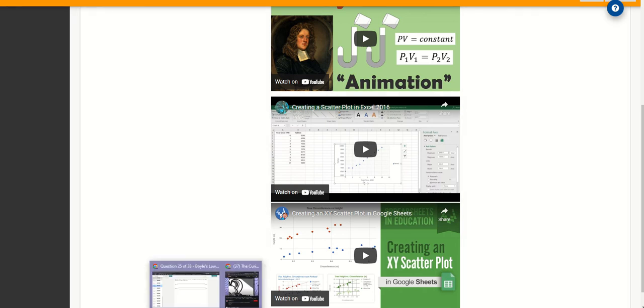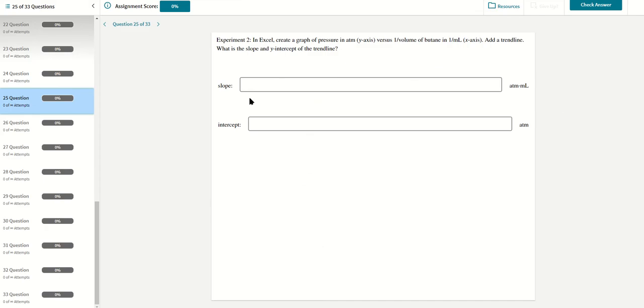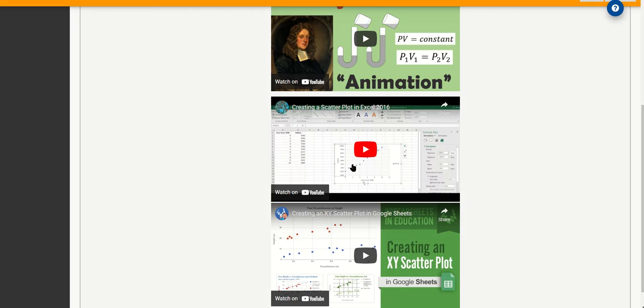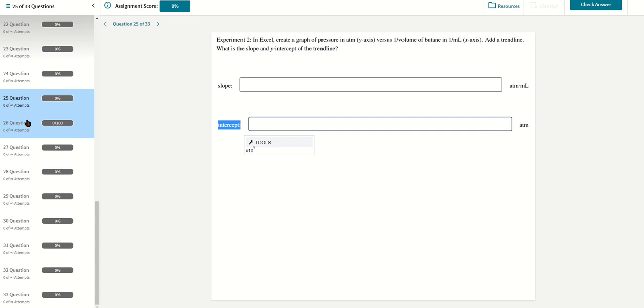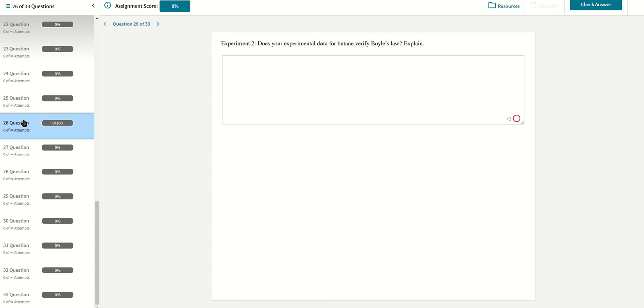And from that, you can extract some information. So basically here, what this tells you is you are going to extract some information from the slope and from the intercept. So make sure to follow these videos step by step. I have both the Excel version and the Google Sheets version, because I know some students use Google Sheets. So use whichever one is relevant to you. And like I said, step by step, pause the video if you need it to go a little bit slower. Do whatever you need.